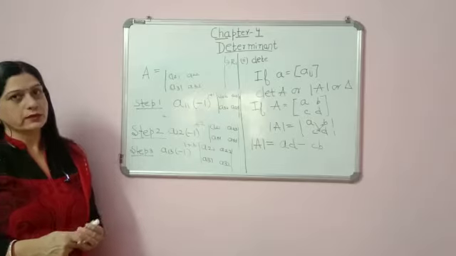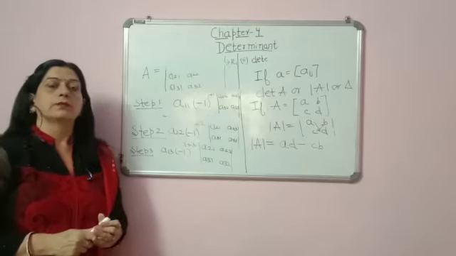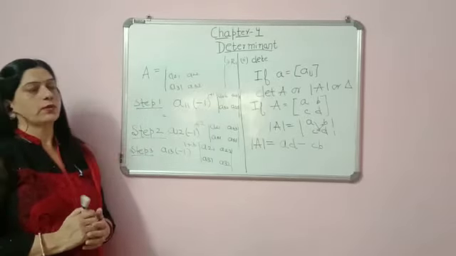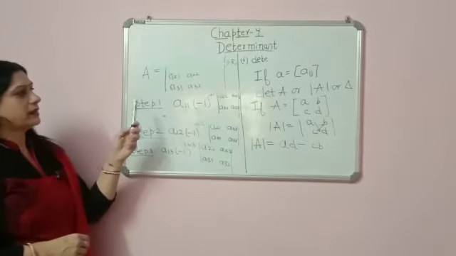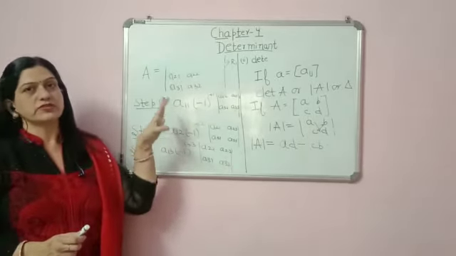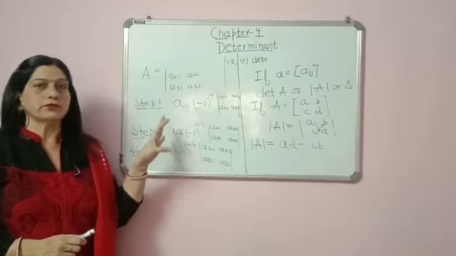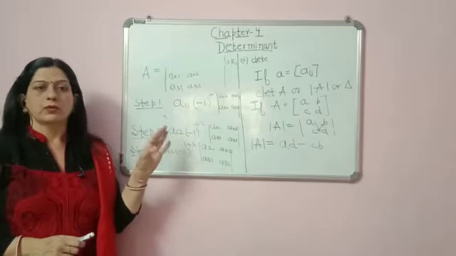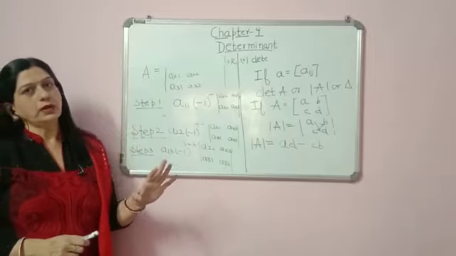You have to be careful to avoid more calculations. Whenever you are solving a determinant of order 3, take the row or column which has the maximum number of zeros. Is it clear to you all?